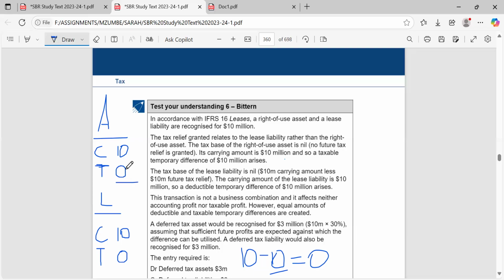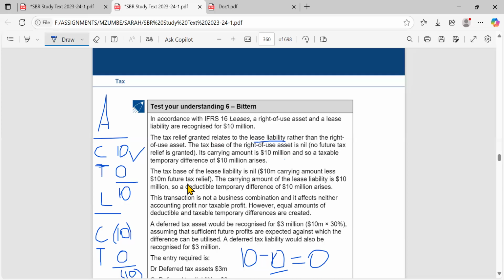If you do that, we get the temporary difference here as 10 minus 0, which is 10. This is the taxable temporary difference, right? But for the liability, we usually put this as negative. We also have the difference here. It should be negative 10. It's 10 again, and this one is deductible since it's negative, right? So you see that they are equal. That's why, and you're told that the tax relief granted relates to the lease liability. That's why we did it that way.